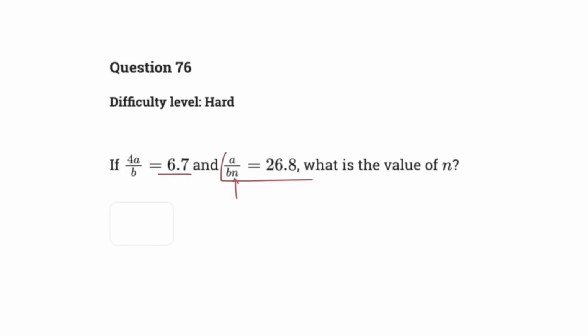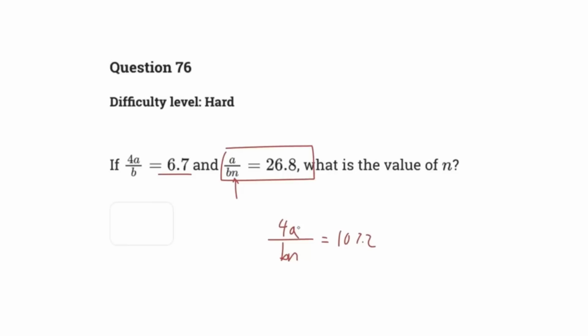So if we were to scale up this entire equation by 4, we'd have 4a over bn, and then we would have to multiply 26.8 by 4, which gives us a value of 107.2. All right, so now it's just time to simplify, right? So what value of n would make this true?